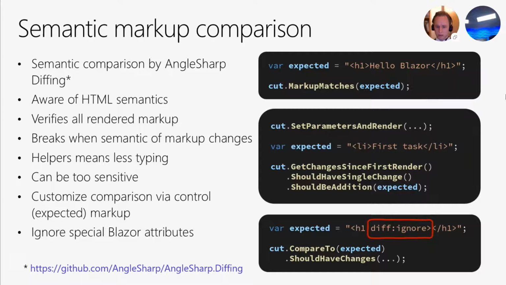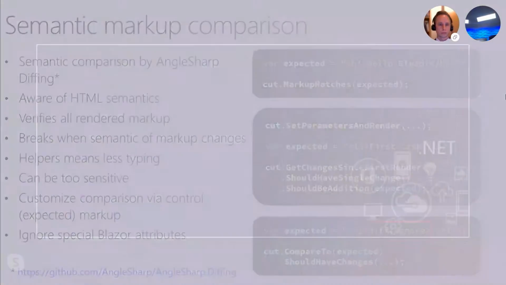The CompareTo method shown here in the last example, so that's another way to do the semantic comparison, and it'll just compare the rendered markup with some control markup and give you a list of differences that you can assert against, like we do here.